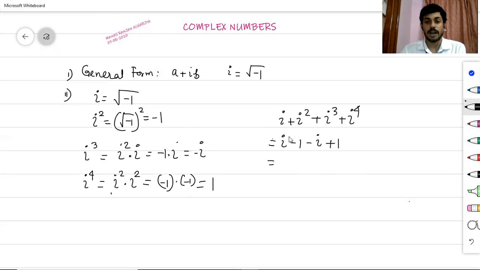If we add them, iota minus iota will get cancelled. Minus 1 and plus 1 also will get cancelled. Hence the answer will be 0.